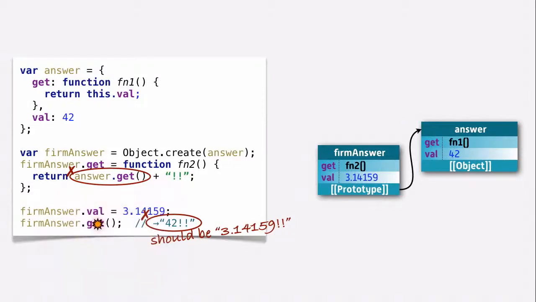Okay, here's why. When we call firmAnswer.get, this is set to firmAnswer, and JavaScript looks for the get property. It finds it, and it runs function 2. That runs answer.get, which is going to set this to answer, and then look for the get property on answer. When it finds it, it will run function 1 and try to return this.val. But because this is set to answer, when it looks for this.val, it will find it on the answer object and return 42 rather than 3.14159, which is what we expect.